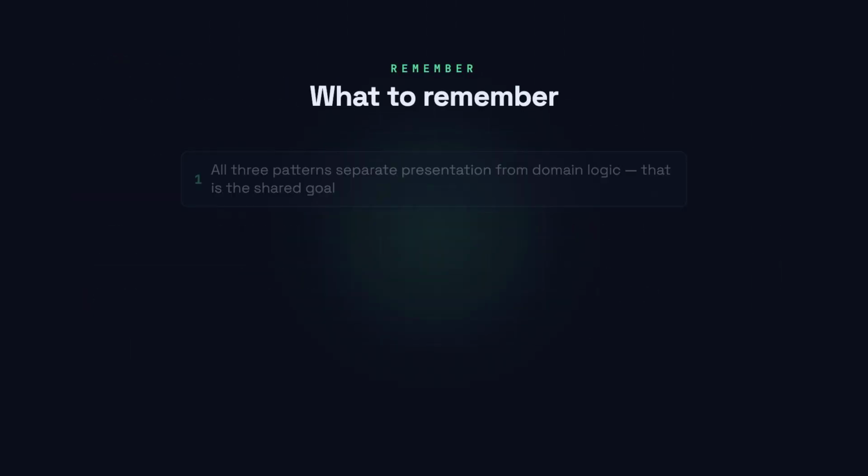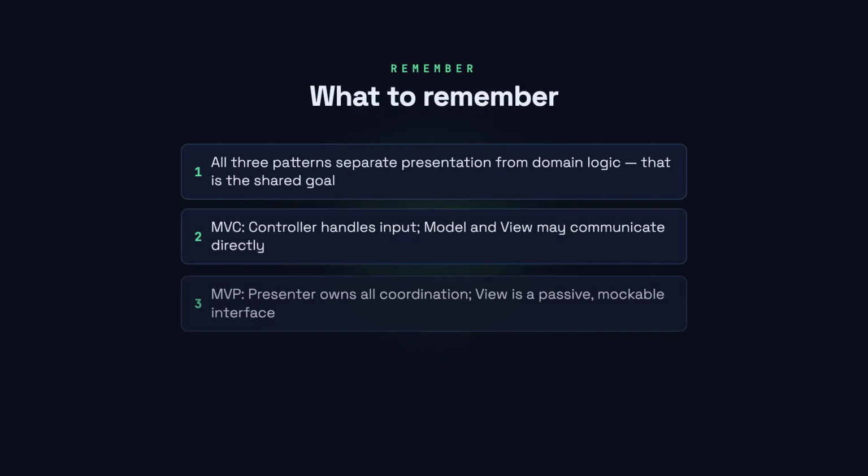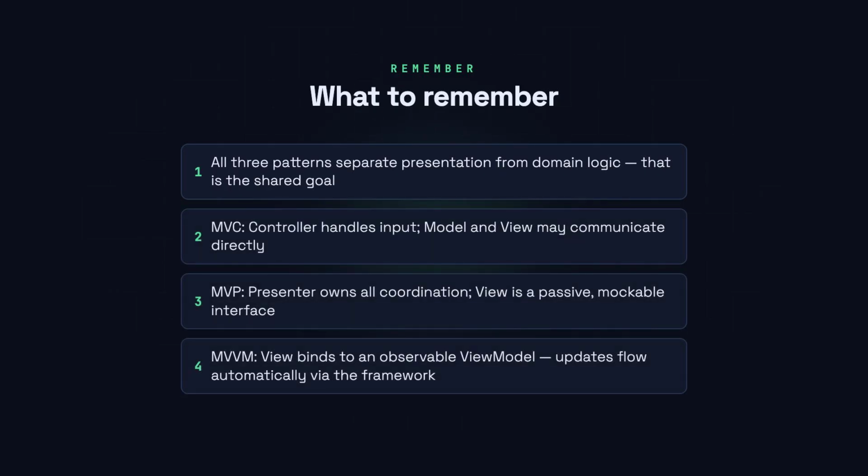All three patterns share one goal: keep your business logic away from your UI code. MVC does that with a controller that sits between input and the model, while letting the model talk back to the view. MVP tightens that by making the view completely passive and routing everything through a presenter. MVVM goes further still, replacing explicit method calls with declarative bindings, so the framework handles synchronization for you. The pattern you choose depends on your platform, your testing needs, and whether you have a reactive runtime available.